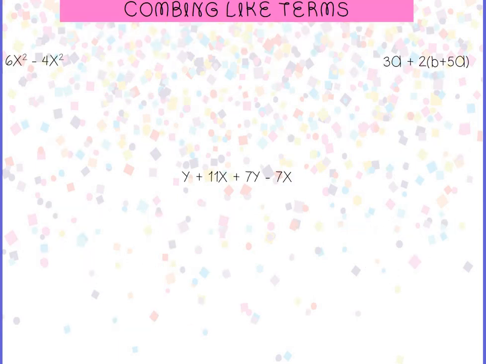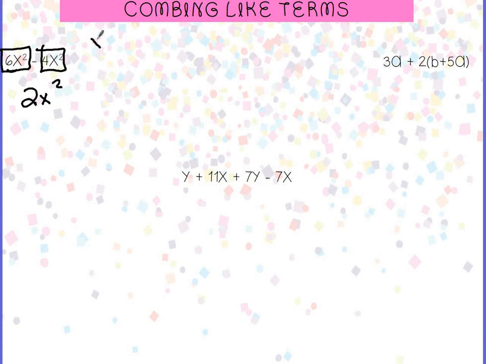Next thing we're going to look at is combining like terms. So the first thing you want to do is go through and find those like terms. So if you have colored pencils, this is where you want to take those out to help you identify those like terms. All right, so here it's x squared and x squared. It's really nice because it's only these two. And all I have to do is subtract my coefficients. So I subtract 6 and 4 and I get 2. And then I keep my x squareds.